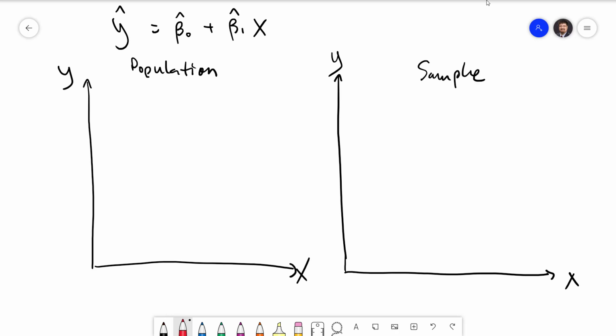Over here in the population, we have our line that is our determining function. This line is beta naught plus beta 1x. Note that there's no hats on either of these betas. This is the true line that exists in the population. It has an intercept of beta naught, and it has a slope of beta 1.